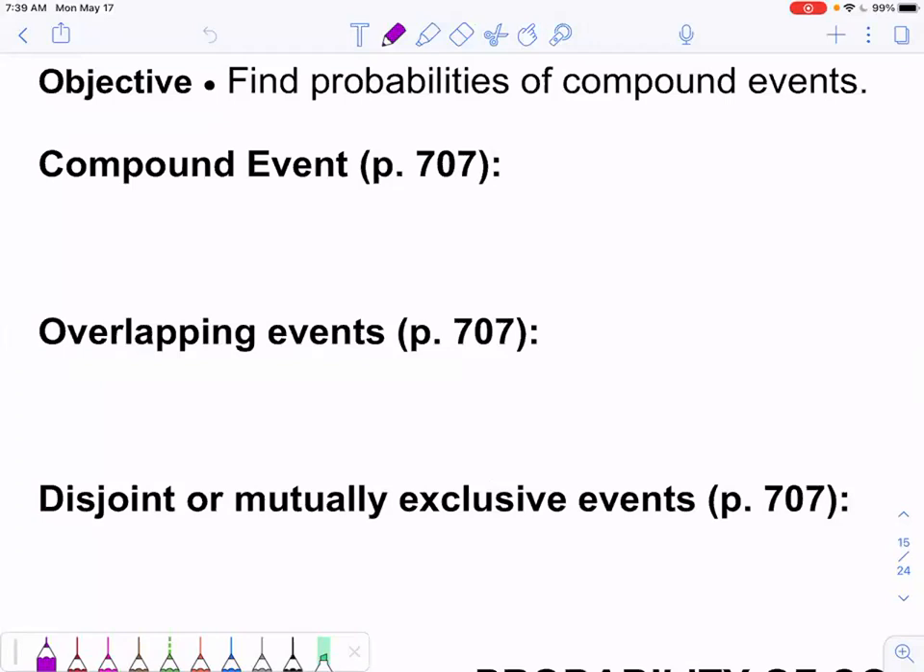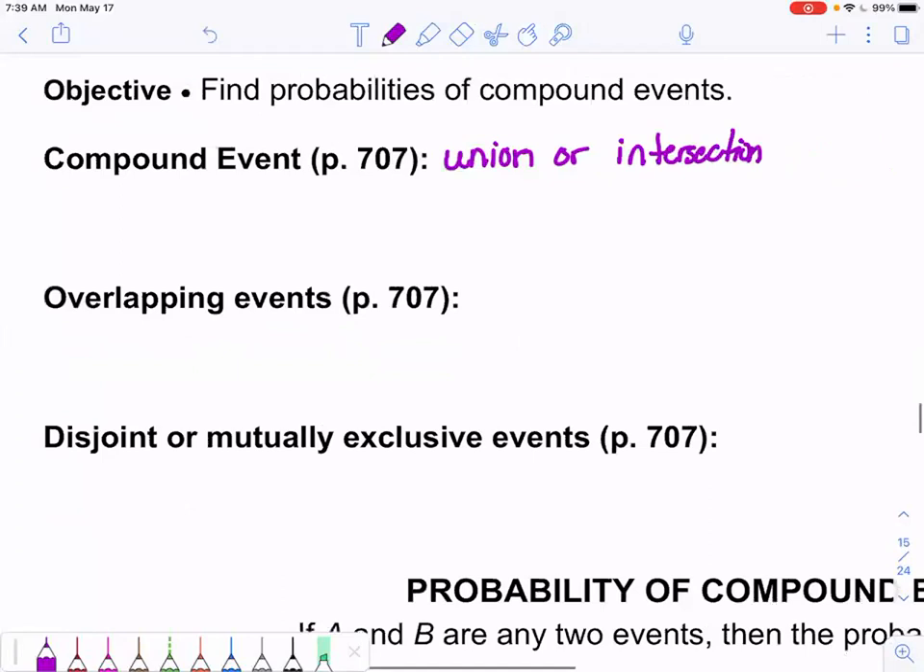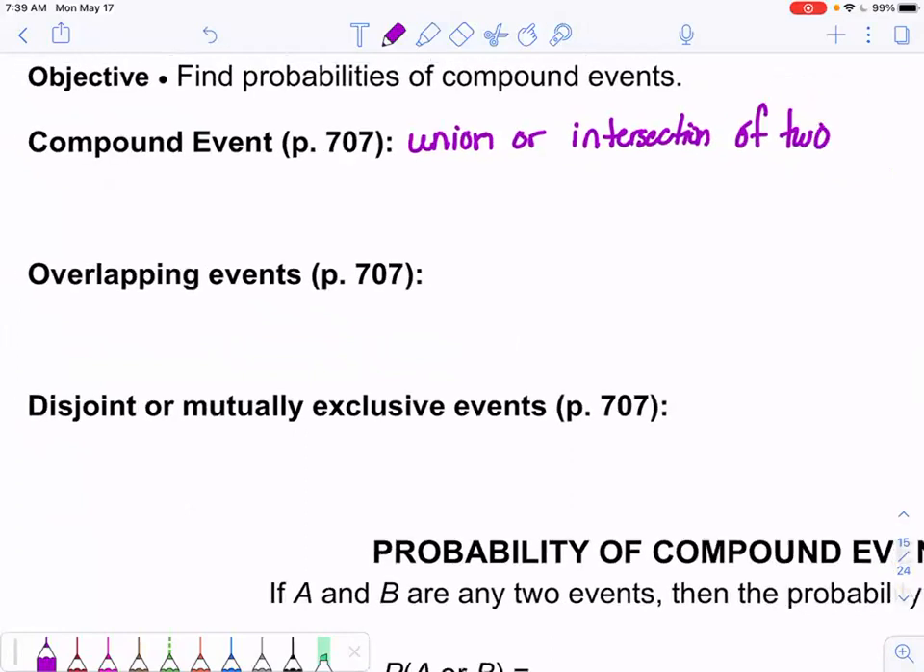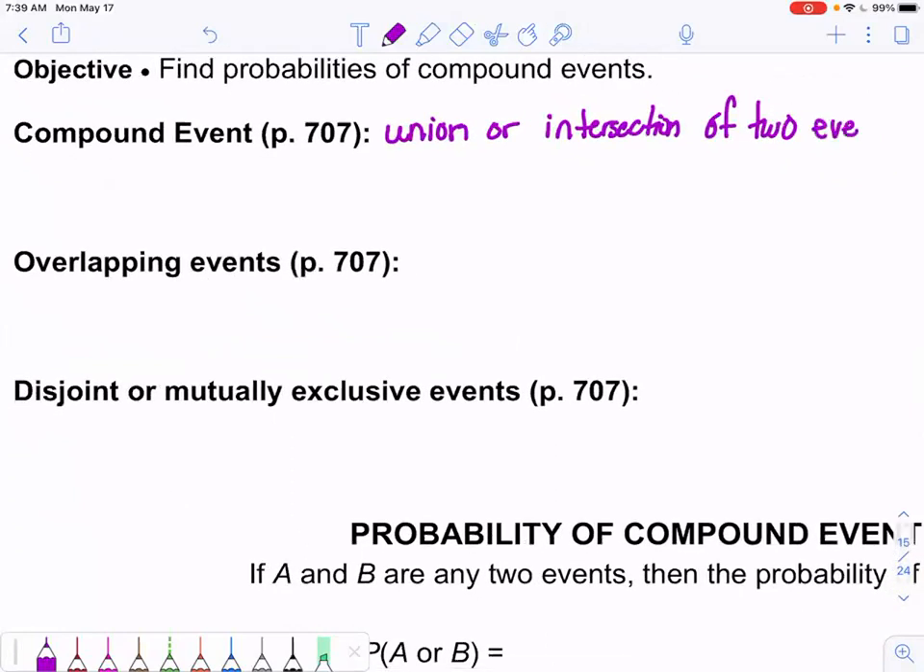I have a compound event. That means 2, a compound, 2 or more. So this is the union or intersection of 2 events. So you have 2 events. How are they combined together? How do they intersect?